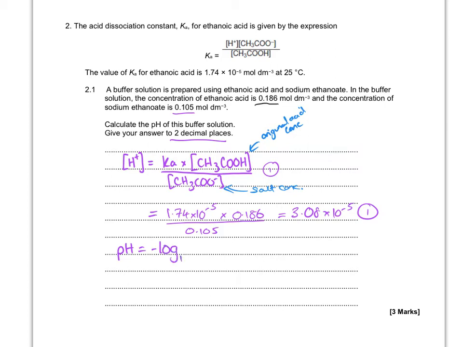It's always worth writing in the equation you're using. Then if you make a mistake, there might be some credit for having the right equation. So if we do minus log to the base 10 of the hydrogen ion concentration, we end up with a pH of 4.51. Remember, the question said to 2 decimal places, and unless otherwise stated, pH should always be displayed to 2 decimal places.